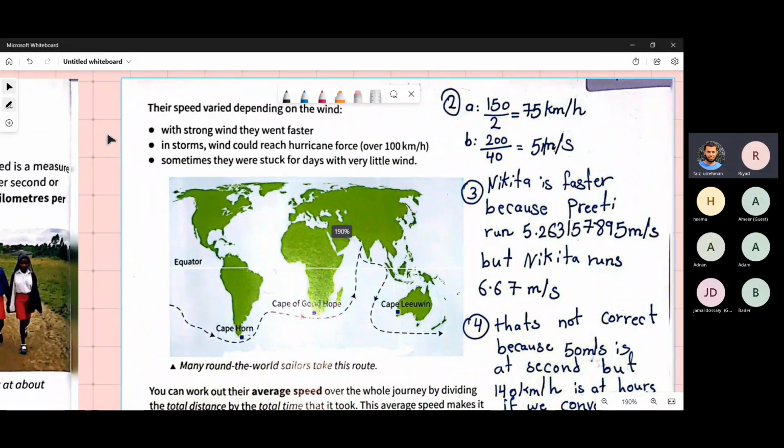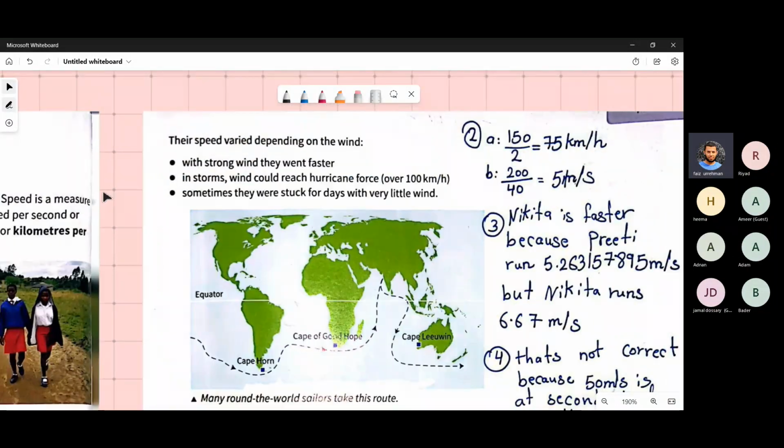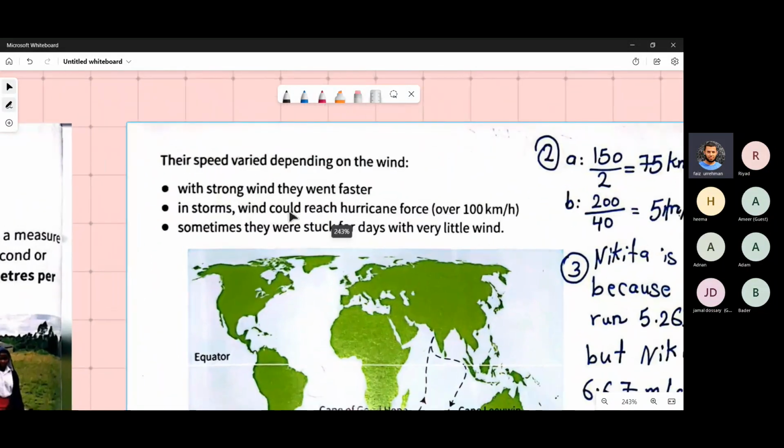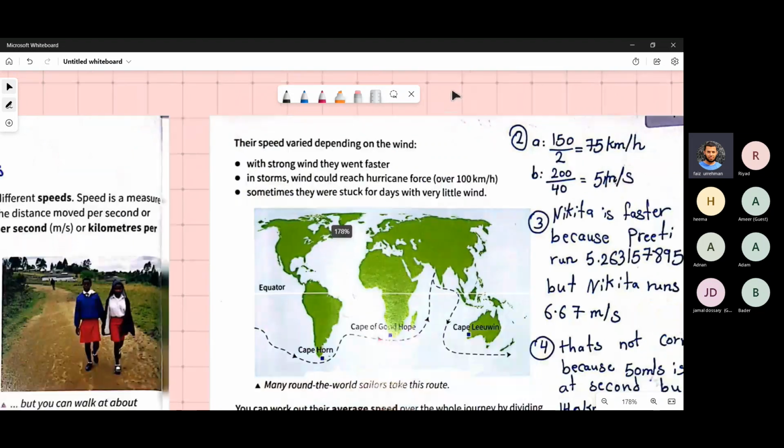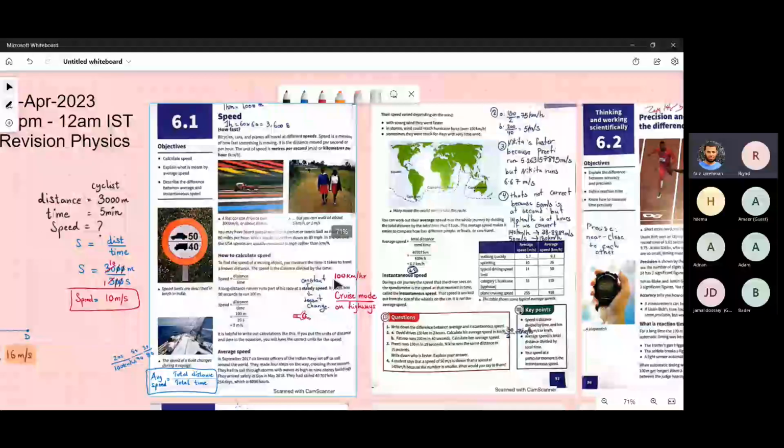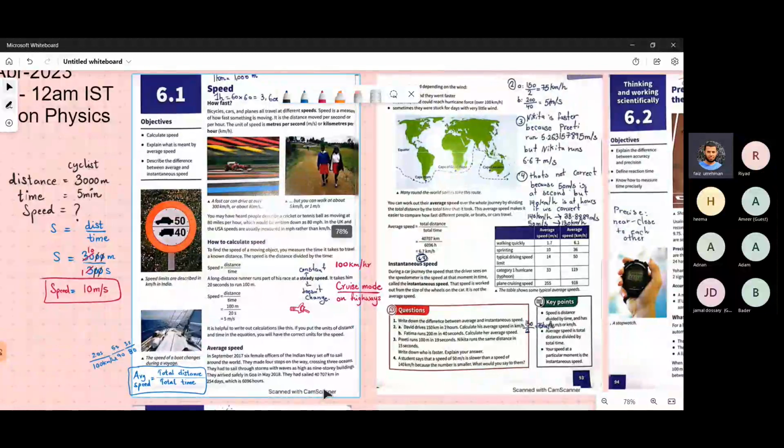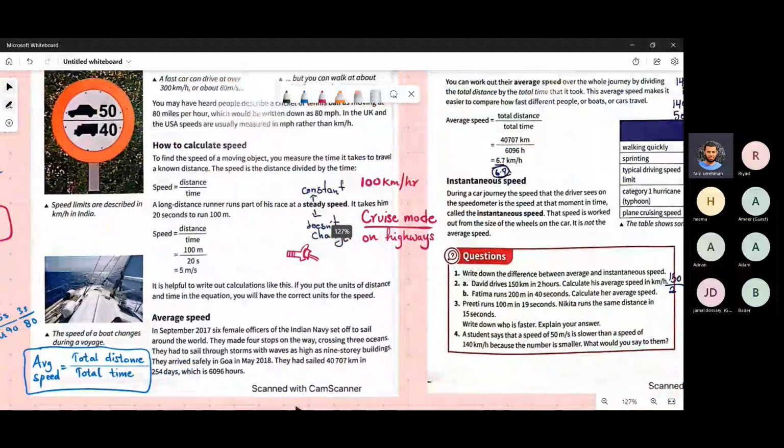So the speed of a car can be increased. How? If there is a wind going on. In storms, sometimes they were stuck for days with very little wind. Their speed varied depending on the wind. These points are related to, I think, the boats.